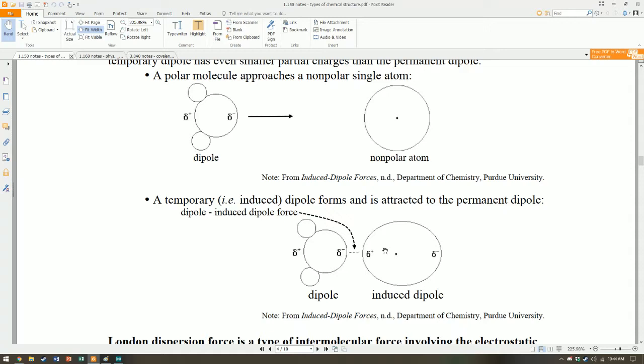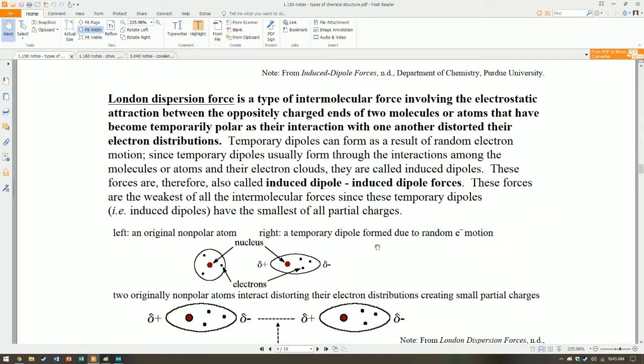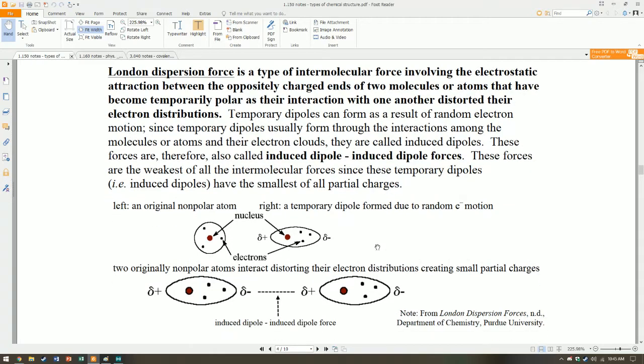Now, what if we take this sort of effect to the extreme? Then we get something called London dispersion forces. They're the type of intermolecular force involving the electrostatic attraction between oppositely charged ends of a molecule that have become temporarily polar as a result of distorted electron distribution.